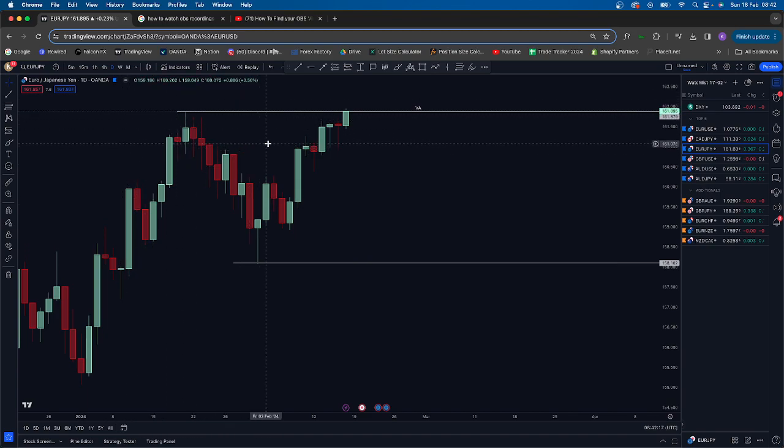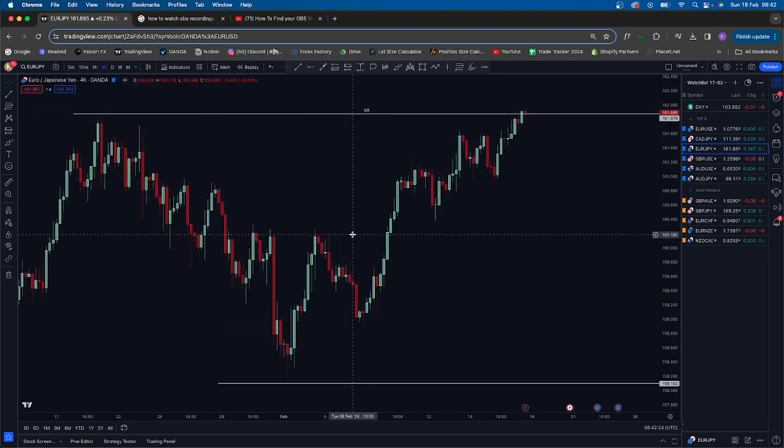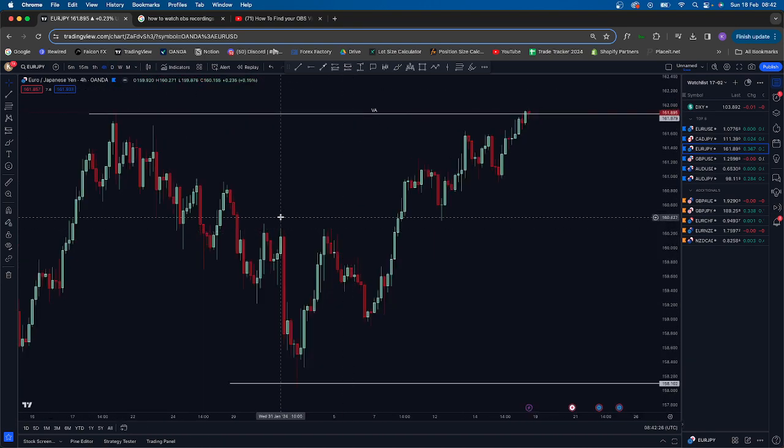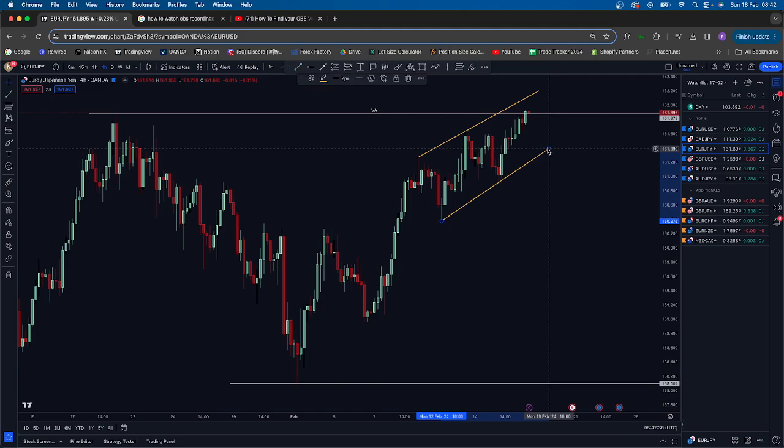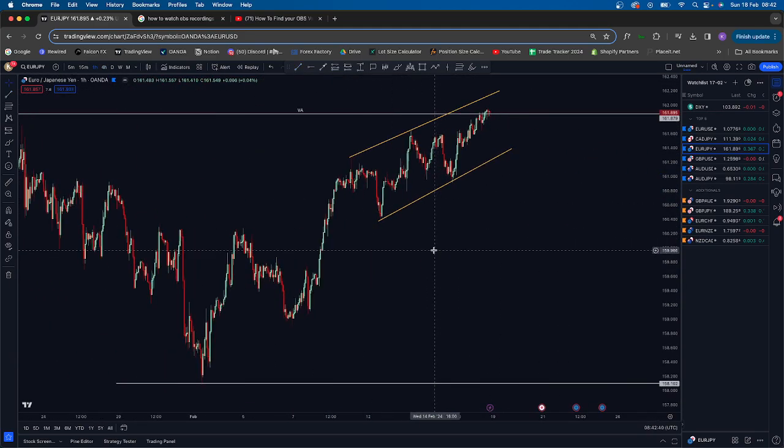The daily has ended with a very bullish doji candle. Let's have a look at the 4 hour, what's going on with this. So as price came back up here, we look to be forming a 1 2 3 here, and if we just dissect this, I'm going to just go down to the 1 hour for this one.